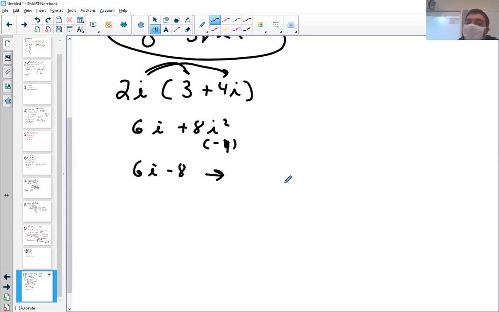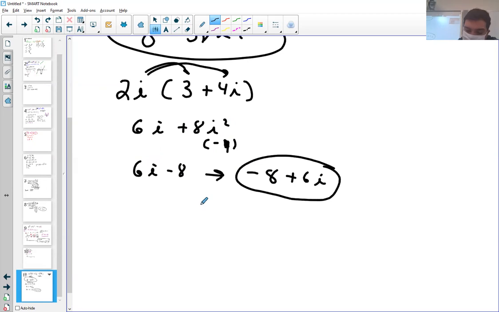And to put it in standard form, you want to switch it so the real part comes first, then plus 6i. I won't take points off, but that's more proper. I just want to point that out. Okay, as long as you don't take points off. I will not take points off.